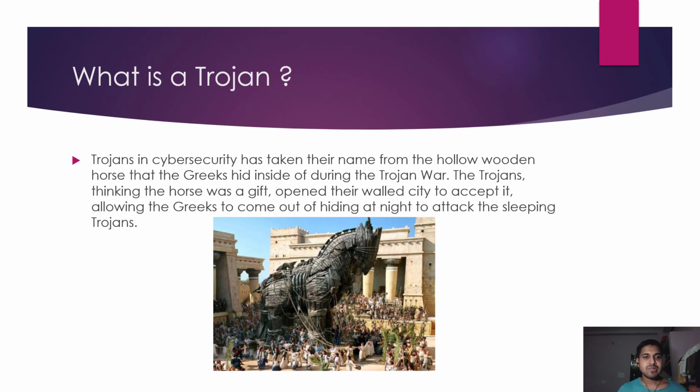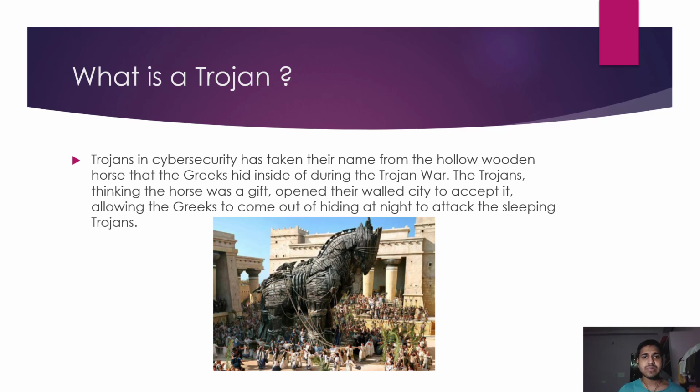A Trojan has taken its name in cybersecurity from Greek mythology, where Greeks hid inside a hollow wooden horse within the enemy walls during the Trojan War. The Trojans, thinking the horse was a gift, opened their walled city to accept it. This allowed the Greeks hidden inside to come out at night and attack and sack the city.